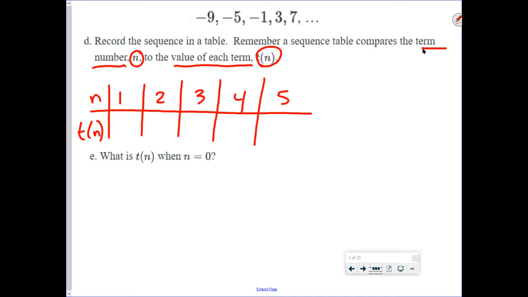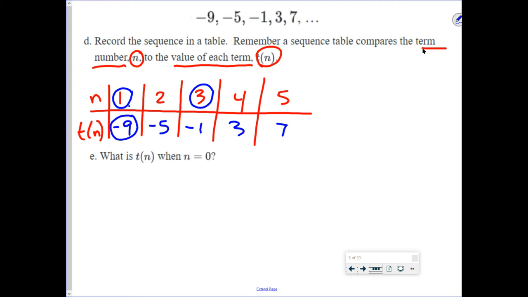Yes, we always start tables for sequences with term number 1, because that's the first value in the sequence here, okay? So the table seems pretty obvious, but there are some tiny details you really need to pay attention to in the difference between them. So here would be -9, -5, -1, 3, and 7. Cool? So this is a term number, and the value of the first term is -9. The value of the third term is -1, okay? So when I say, what's the fifth term, you tell me 7, all right?